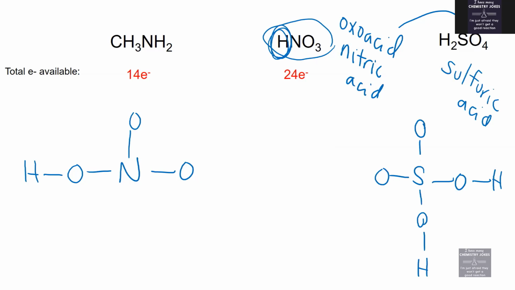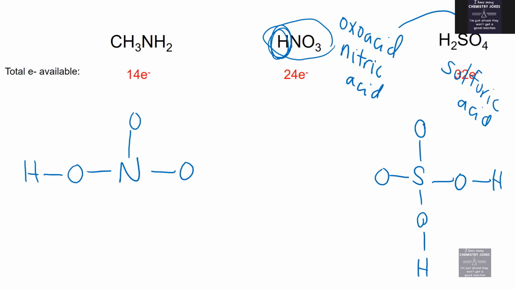So these are my basic framework structures of these 2 molecules. I didn't even tell you yet, but sulfuric acid has 32 electrons, if you can read that back behind my drawing. So let's finish off both of these Lewis structures. Nitric acid has 24. We have used 2, 4, 6, 8, only 8.